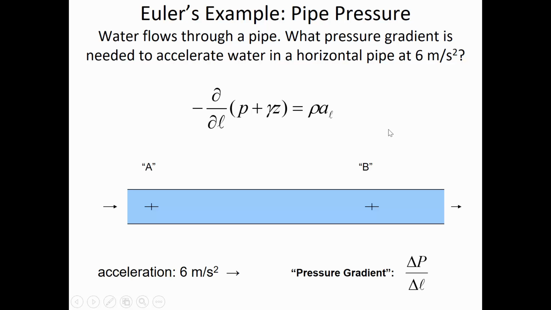So Euler's equation, we're going to apply it for a pipe that's horizontally oriented like this. And we've got location A and location B, and it's asking for the pressure gradient. What it means by that is what's the change in pressure per unit distance between the 2 points. See, delta P divided by delta L would be what they mean by pressure gradient. So let's get that practice of expanding Euler's equation.